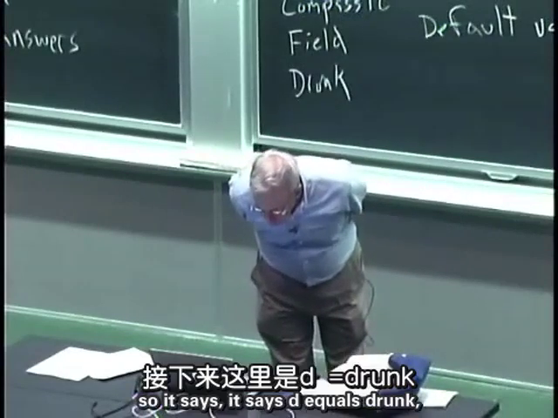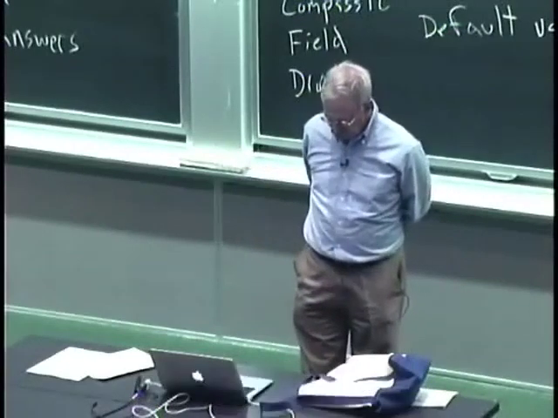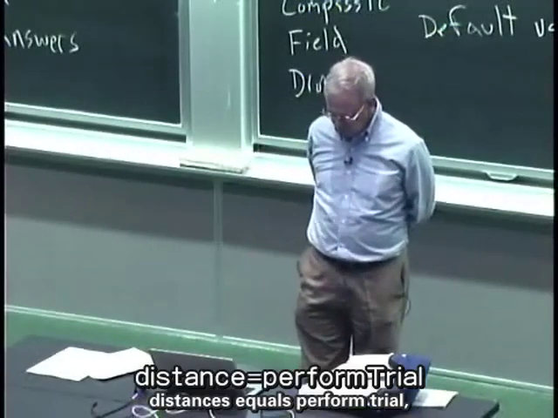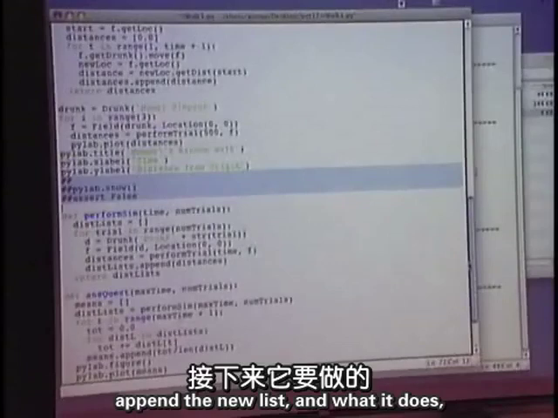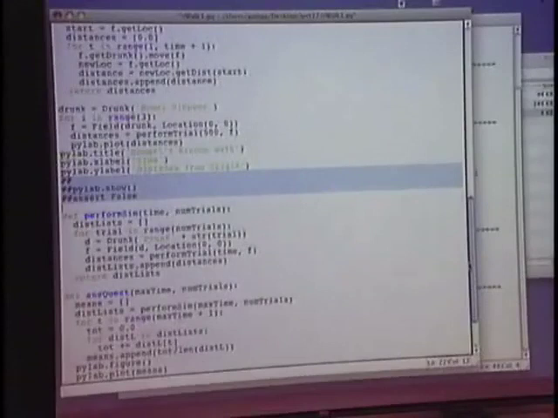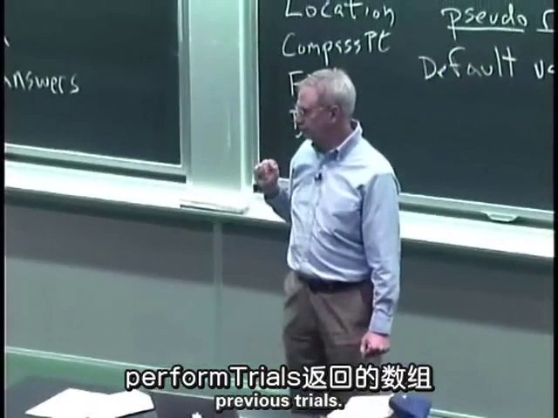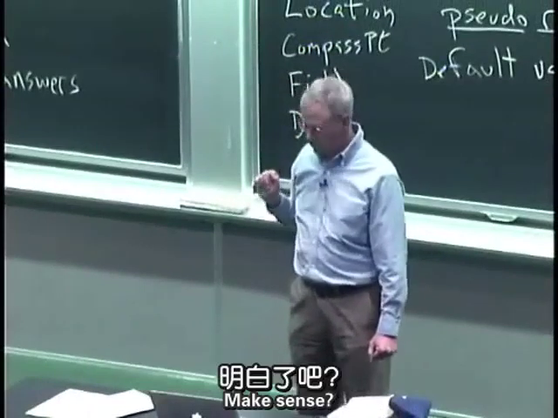Well, not yet. So it says d equals drunk, field is start in 0, distances equals performTrial, append the new list, and what it does is it returns a list of lists, where each list is what we had for the previous trials. Make sense?